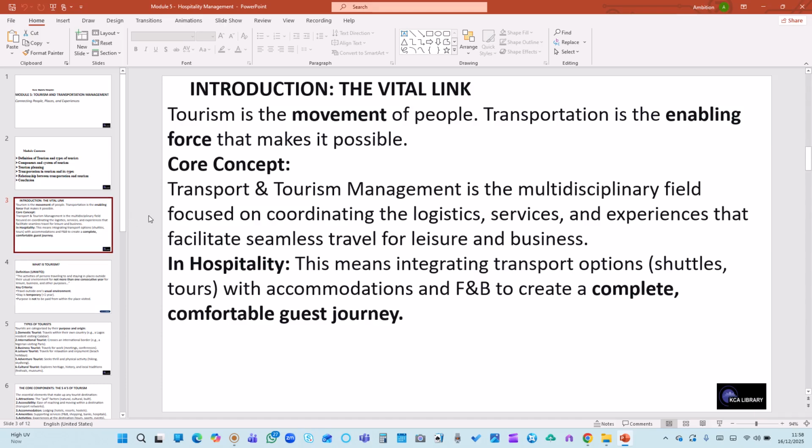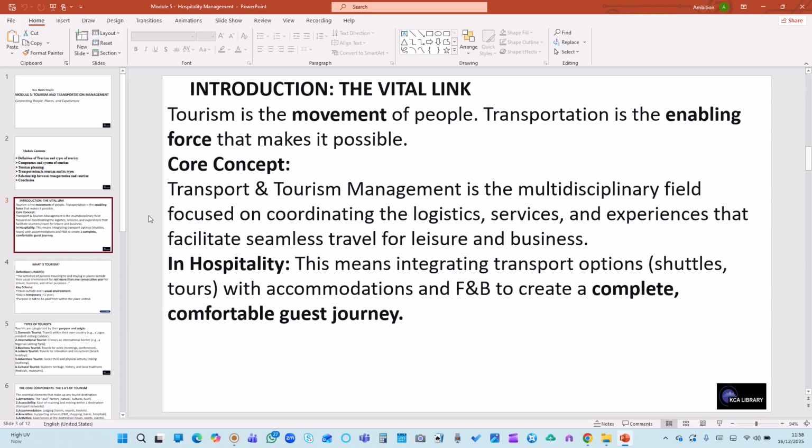Let's begin with the introduction, the vital link. Tourism is the movement of people. Transportation is the enabling force that makes it possible. It simply means that for a tourism to take place, there must be what? Movement of people from one place to another.